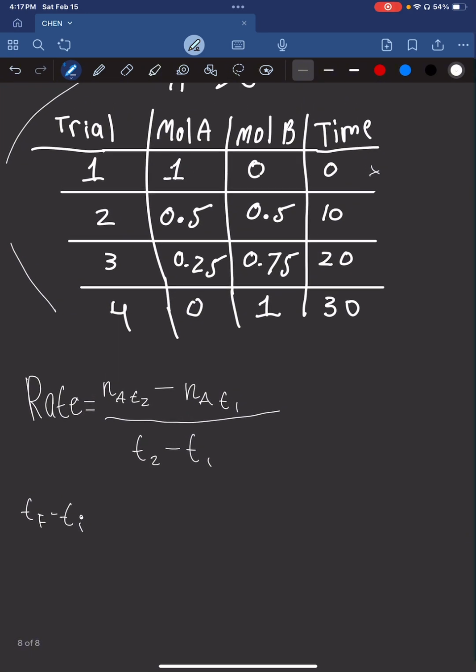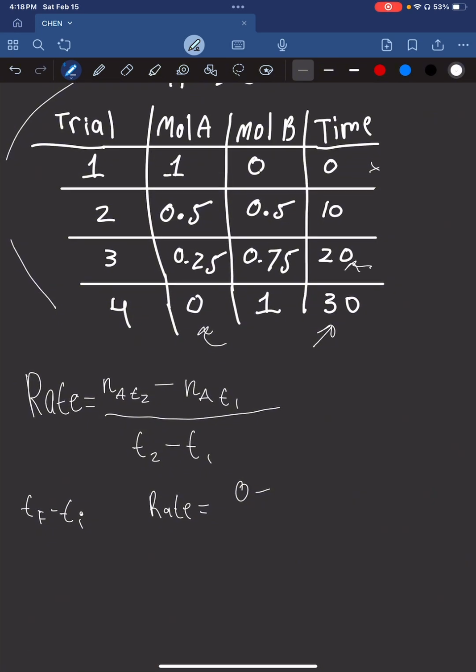So let's just plug in the numbers. Let's write this out again. We could pick anything. We'll just pick 30 and 20. So we have moles at time 2, which will be 30. At time 30, we have 0 moles, right? And let's pick 20. At time 20, we see that we have 0.25 moles. Okay, and just take notice of this.